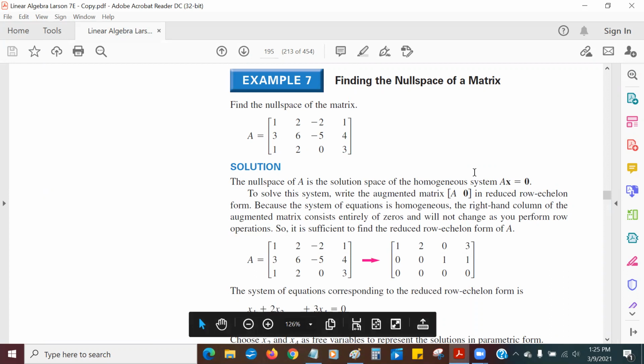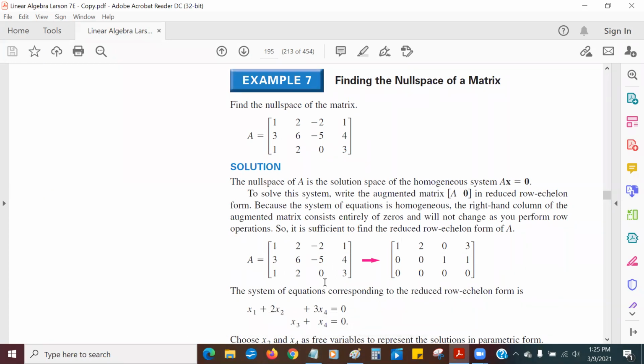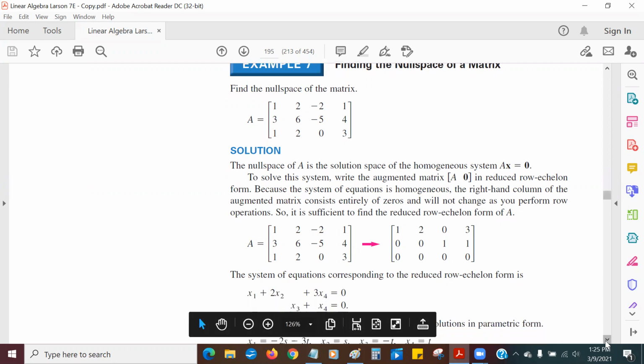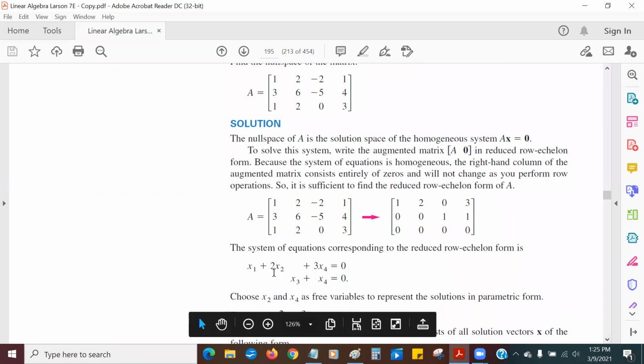Now, so we have a system. Here's the coefficient matrix, and I'm going to put that into reduced row echelon form. So I get 1, 2, 0, 3, 0, 0, 1, 1. And now this means that the bottom row is all zeros. So that means I've basically reduced the system into 2 equations with these same 4 variables.